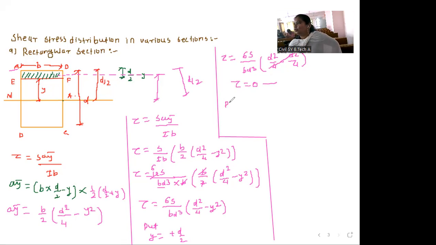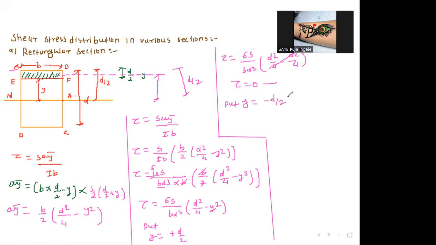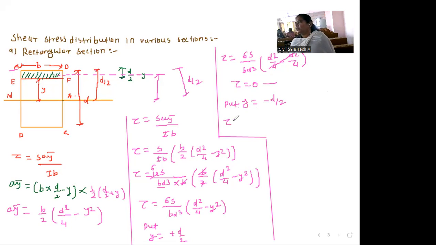After that, we will put y equal to minus d by 2. So tau is equal to 6S divided by b d cube, in bracket d square by 4 minus as it is, and the value of this y square is minus d by 2 square. If the value of d is minus here but we square it, it will become plus. So d square by 4. Again this term will get cancelled. So tau is equal to 0.